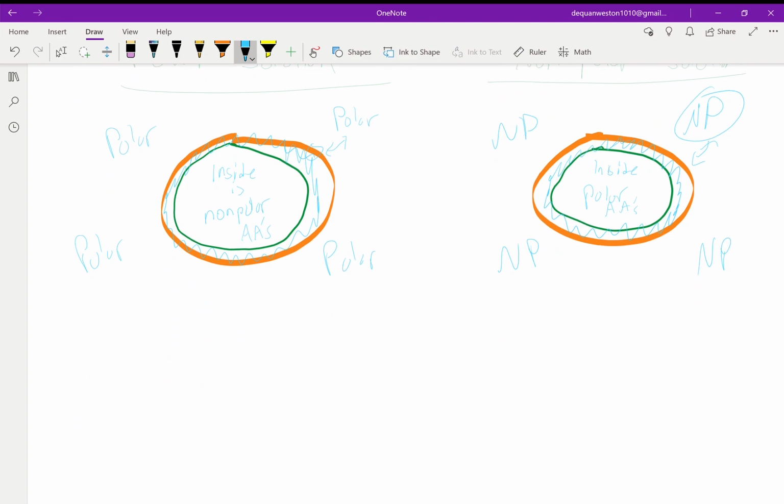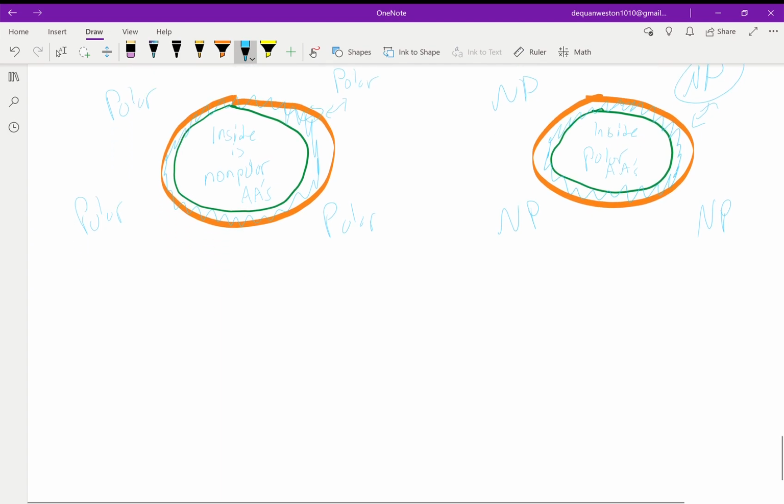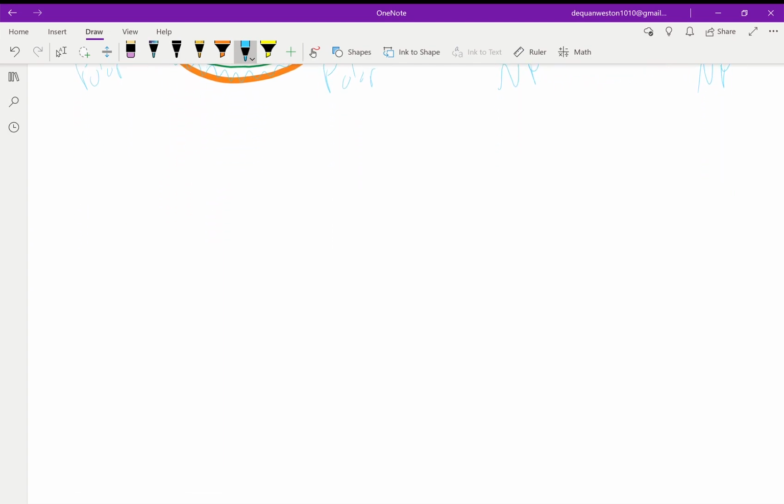Okay, so next we're on 3, so we're actually going through this pretty fast. We're on cell membranes and transport. We'll talk about the cell membrane and selective permeability.